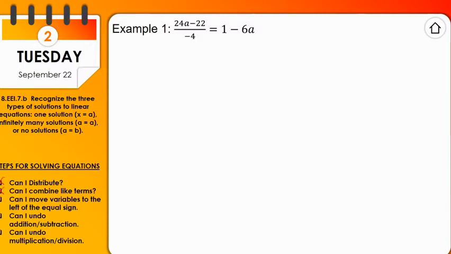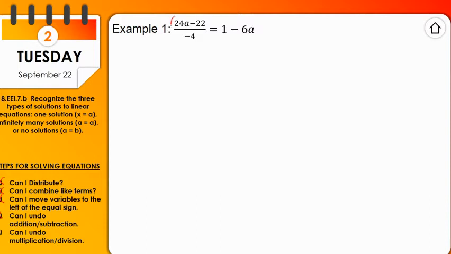Moving variables to the left of the equal sign. The way that this equation is written, there is no way for us at this point to move variables to the left. Can I undo addition or subtraction? Again, we are not at a point for us to be able to undo addition or subtraction. Can I undo multiplication or division?